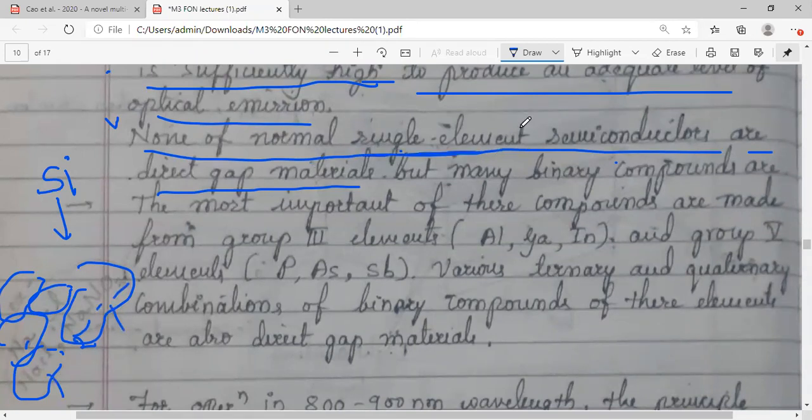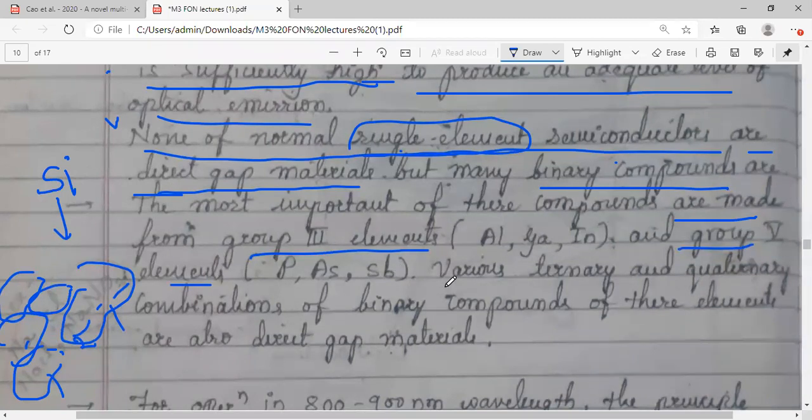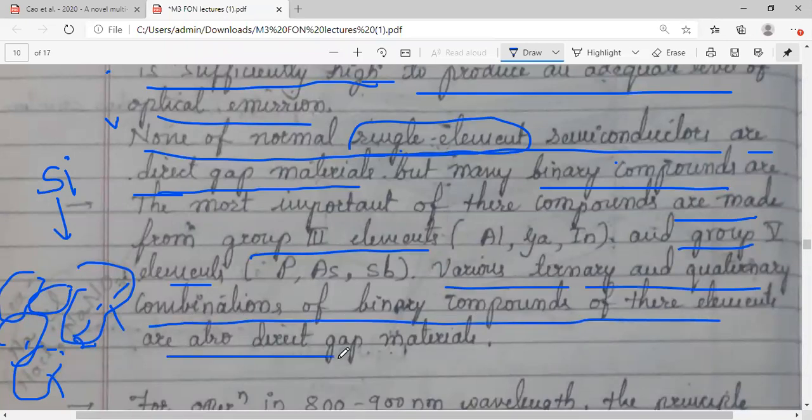If you take a single element, you don't have the direct gap. When the direct gap exists, you go for binary compounds, and binary compounds you can find in group 3 elements and group 5 elements, important. Even they are used in doping. Various ternary and quaternary combinations of binary compounds of these elements are also used.